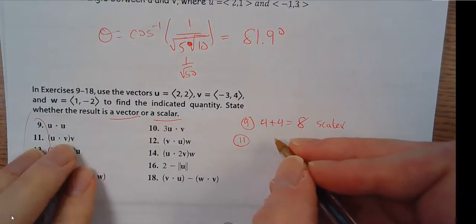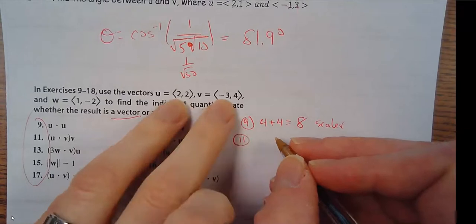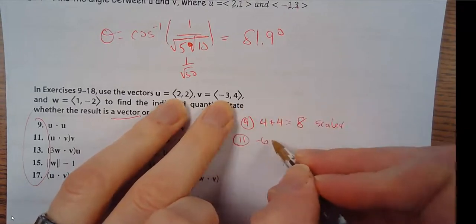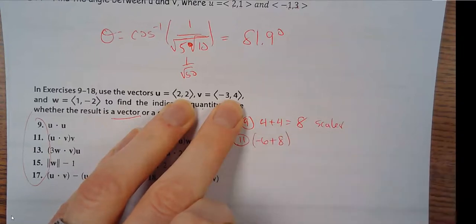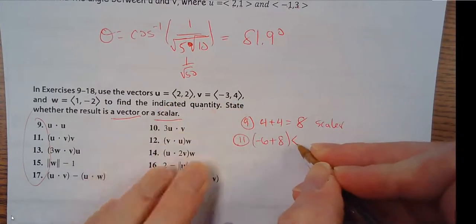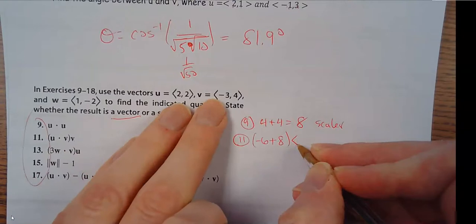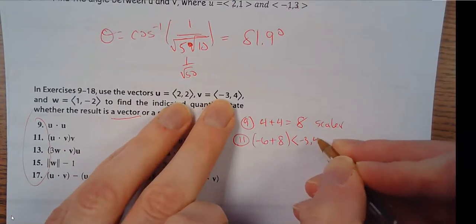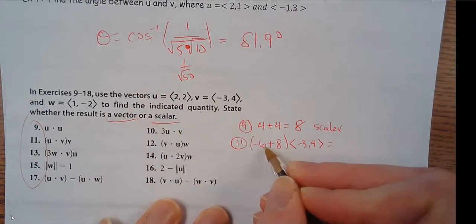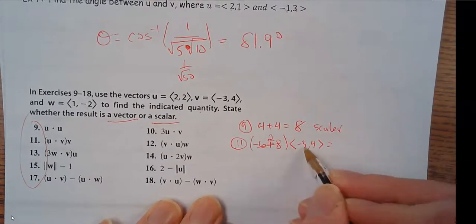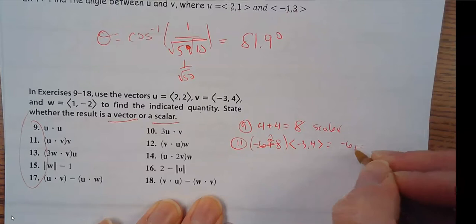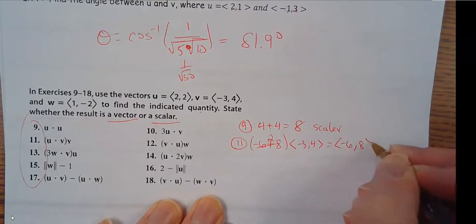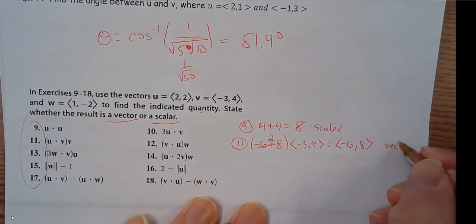So U dot V is these two guys, so it'd be 2 times negative 3 is negative 6 plus, and then 2 times 4 is 8. So that's going to be 2, a scalar that I'm going to multiply by the vector V, which is negative 3, 4. So it means I'm going to double both of these. So 2, the scalar, times this vector would be negative 6, comma 8, and that is a whole new vector. So this answer is a vector.